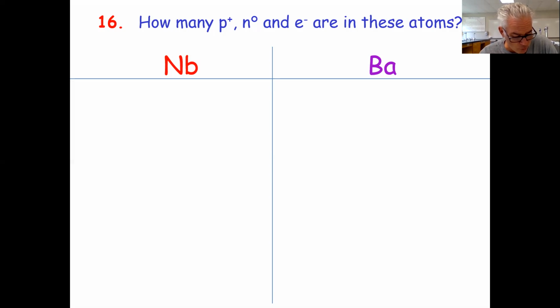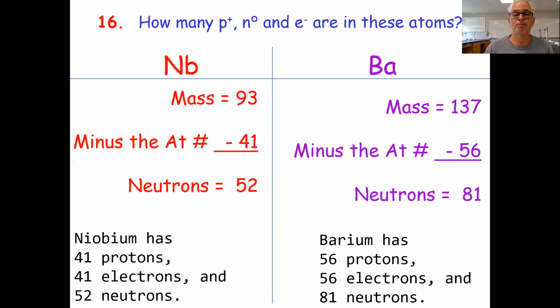Niobium, 92.9064. That's a mass of 93. Take away 41 protons. And barium has got a mass of 137. Take away 56 protons. And look at this.